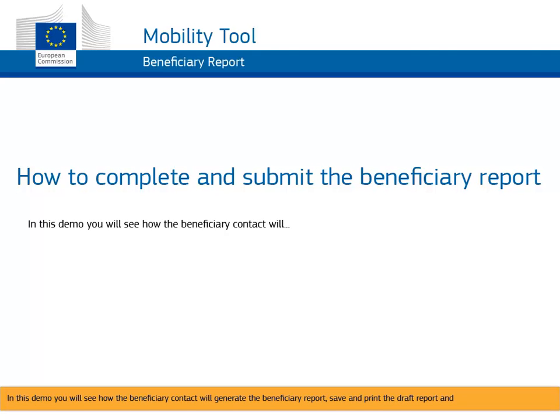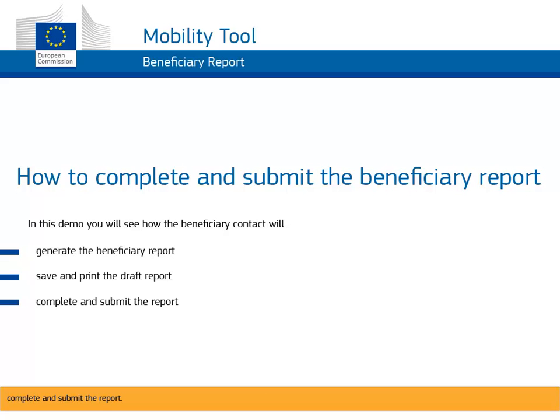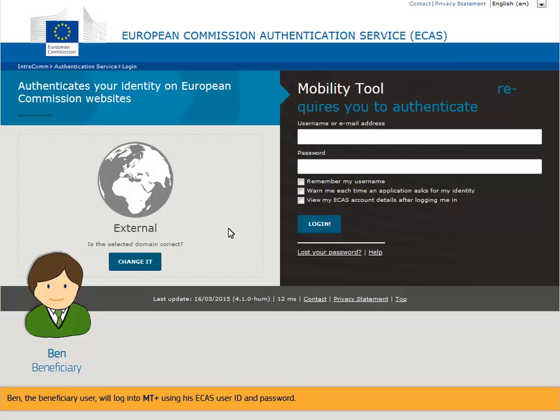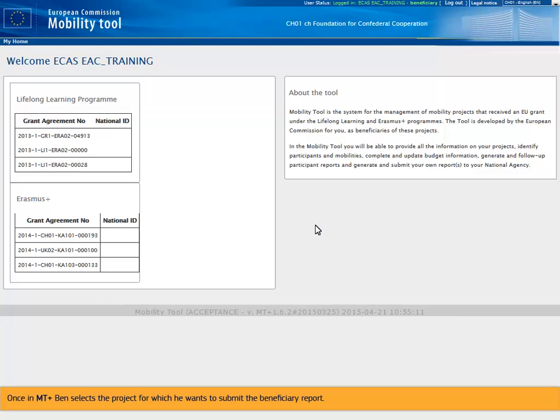In this demo you will see how the beneficiary contact will generate the beneficiary report, save and print the draft report, and complete and submit the report. Ben, the beneficiary user, will log into MT Plus using his ECAS user ID and password. Once in MT Plus, Ben selects the project for which he wants to submit the beneficiary report.